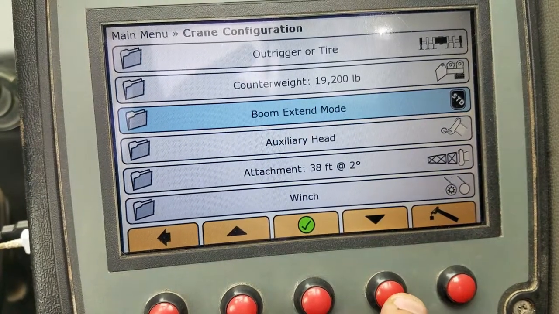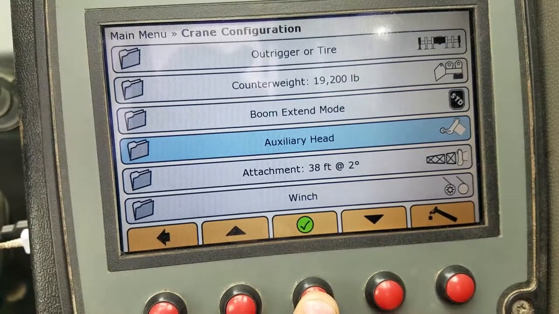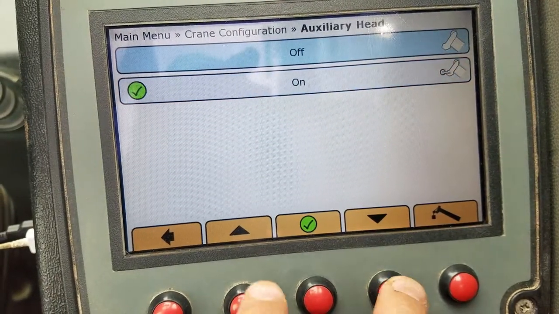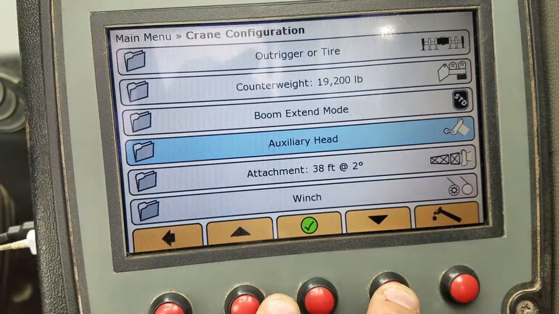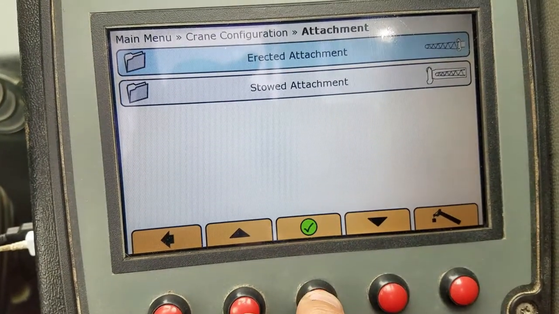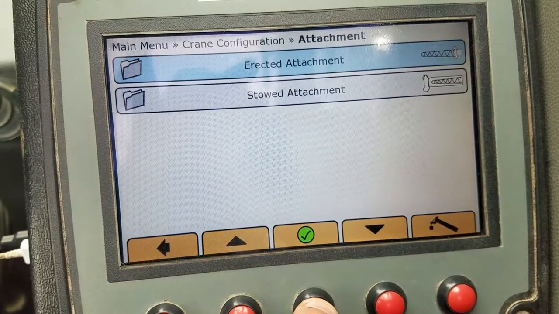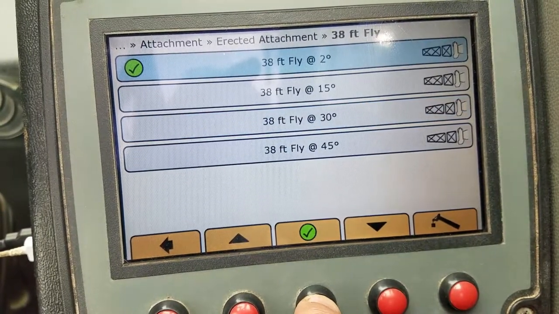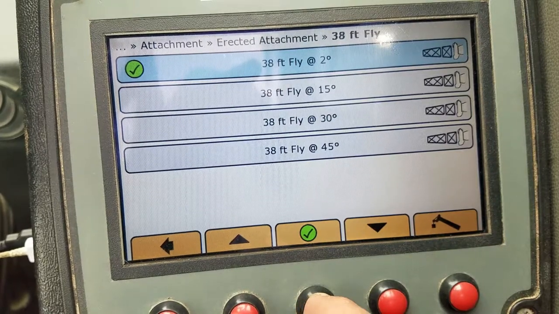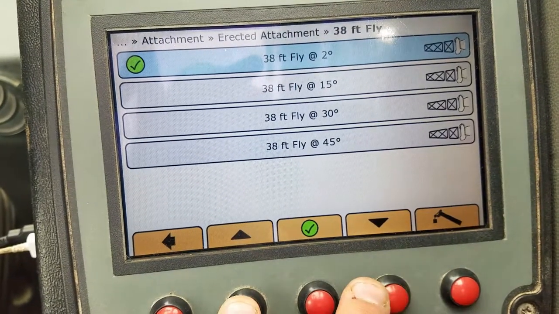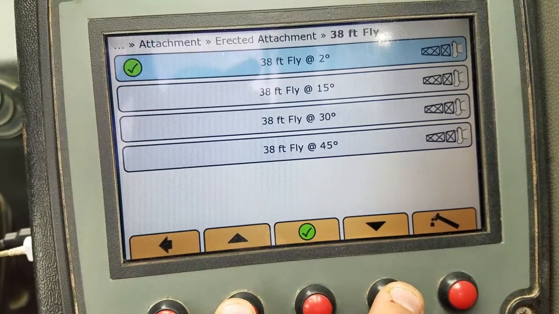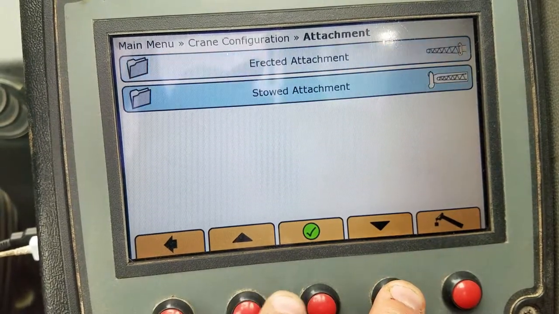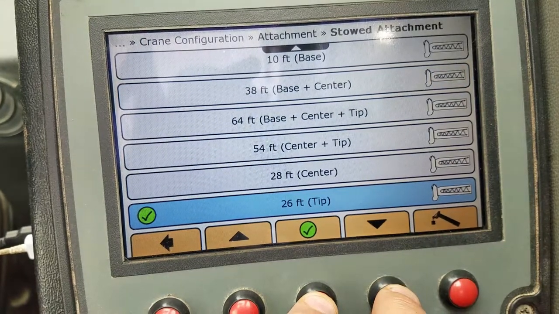Then we got the auxiliary head and stuff, which is on there, but I'm not using it. And your attachments information, what you've got erected and stowed. I have the 38 foot on there, with the zero, the 2 degree, which is no offset. You could have three different offsets in it, and I currently don't have an offset in it. And this is what's stowed on the side of the boom. It's just the tip section.